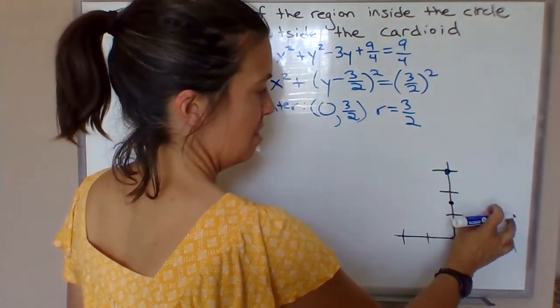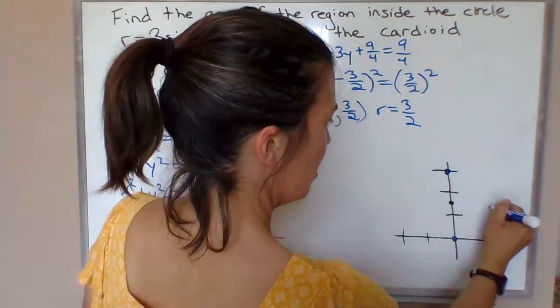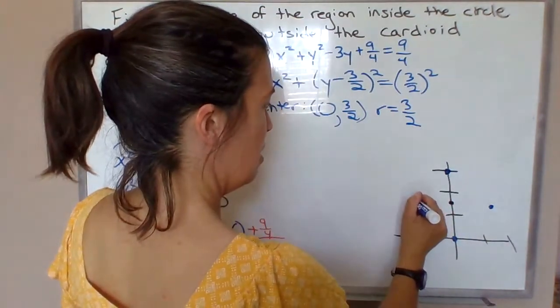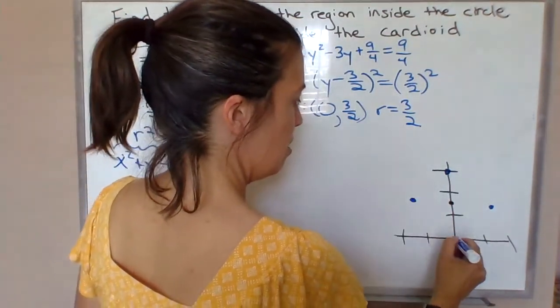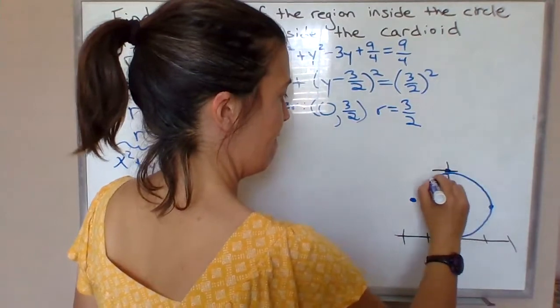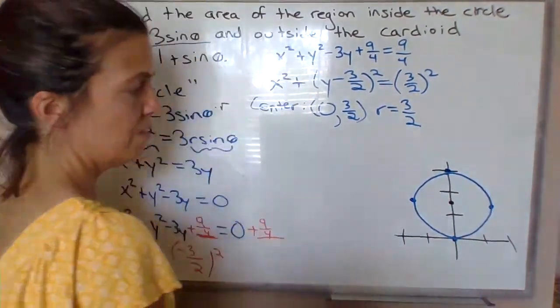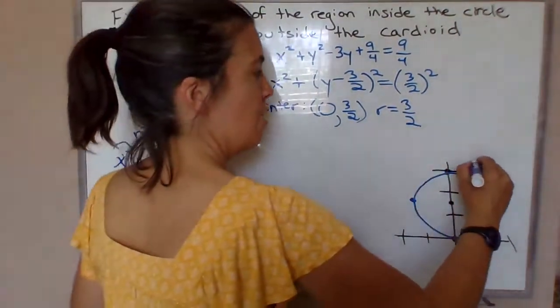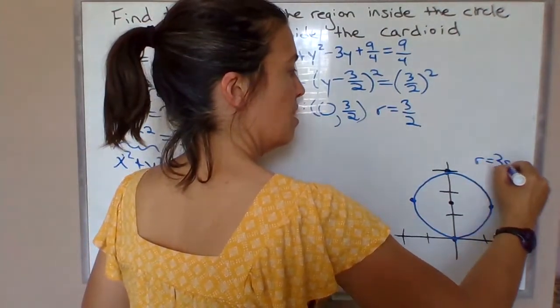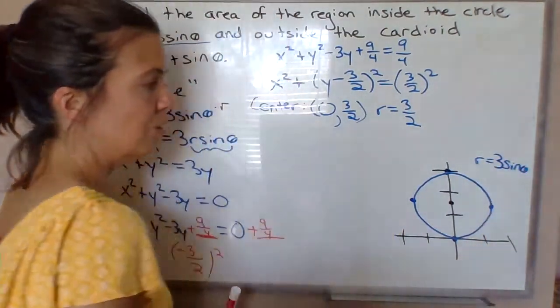I'm going to keep the same y. Let me see if I can do that a little better. 1.5 units to the left. Draw the circle. There we go. So there's your graph of r equals 3 sine theta. And it is a circle.